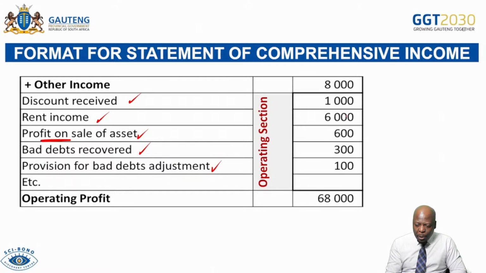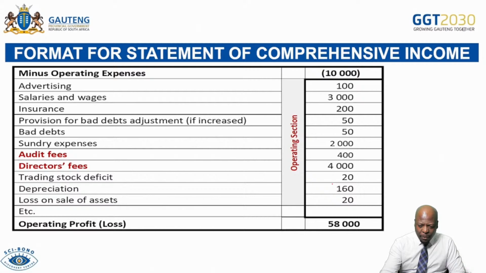And then after that, we're going to add all of these. That is what gives us that 8,000 up there. And then you add that to your gross profit, then you end up with your operating profit, which is down there. And then once you have that, you subtract your operating expenses, and these are your operating expenses.